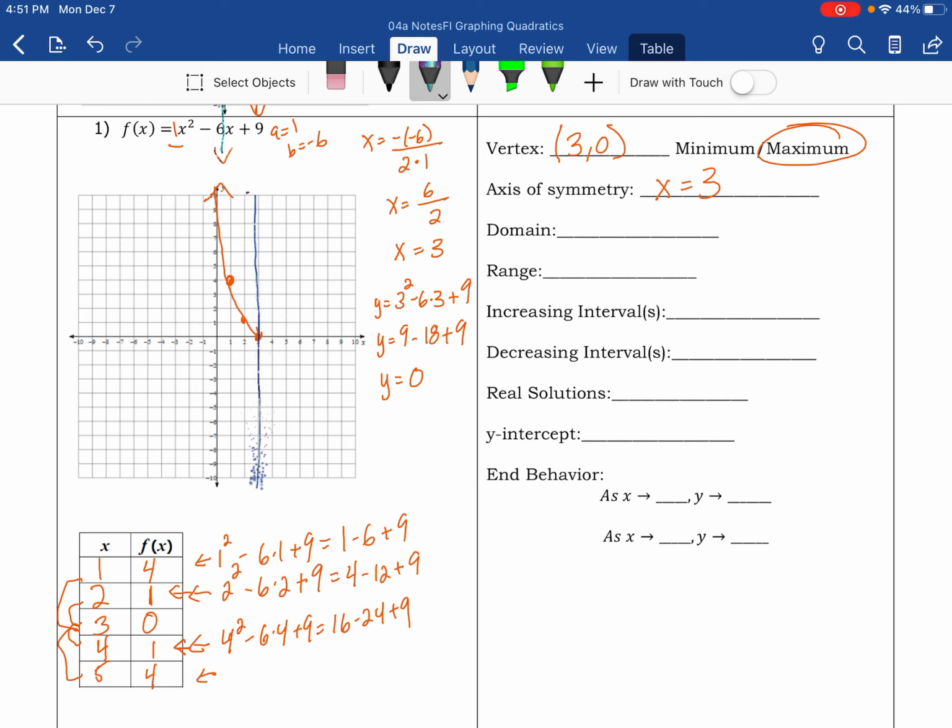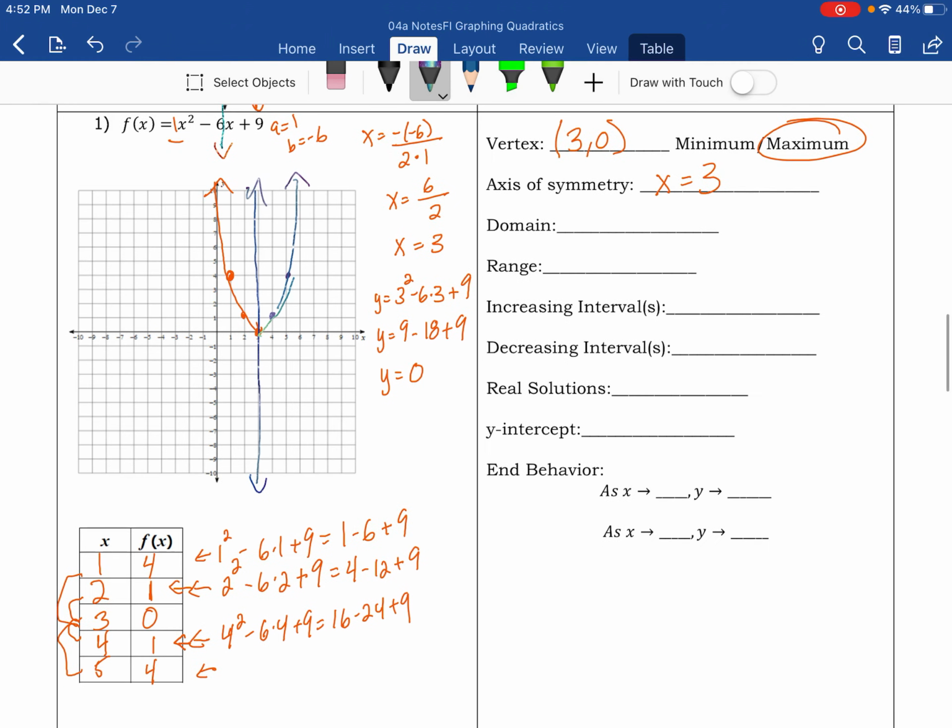I'm just going to draw my axis of symmetry. So even without the other half, I know that this is 1 space. So I'm going to have 1 space here. This is 2 spaces away. So this is going to be 2 spaces away. So there's the other half of my parabola. And again, you don't have to have your axis of symmetry. I'm just drawing it. So this is x equals 3.